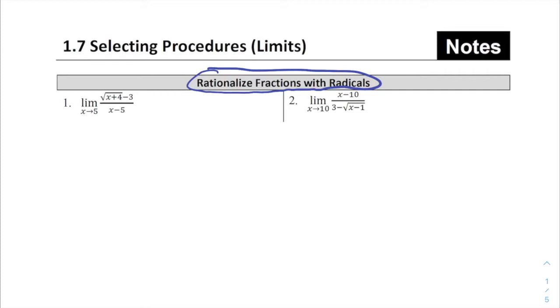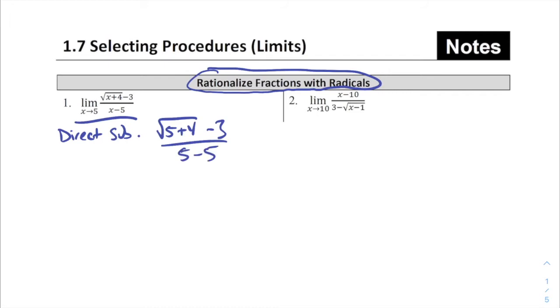First off, thinking back to last lesson, we know that our first step in these types of problems where they give us the equation is to do direct substitution. If I were to do that, that would be the square root of 5 plus 4 minus 3, all divided by 5 minus 5. The square root of 5 plus 4 would be the square root of 9, so that's just 3. Then I have 3 minus 3, which is 0. 5 minus 5 is 0. Hey, this is indeterminate form.